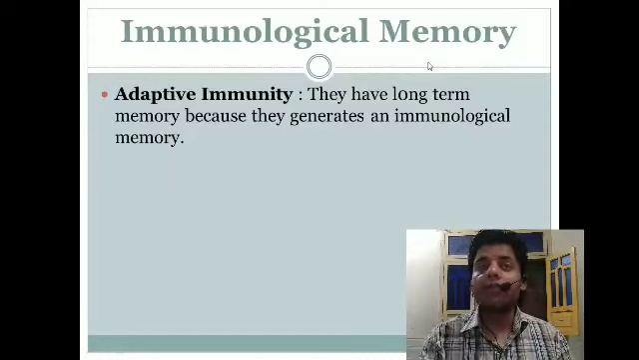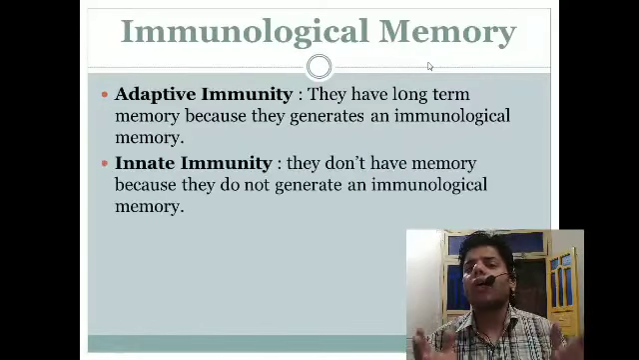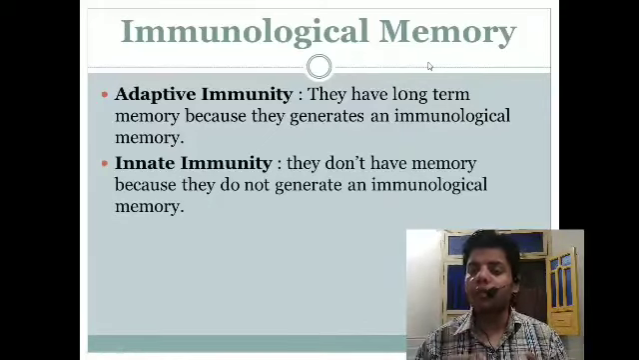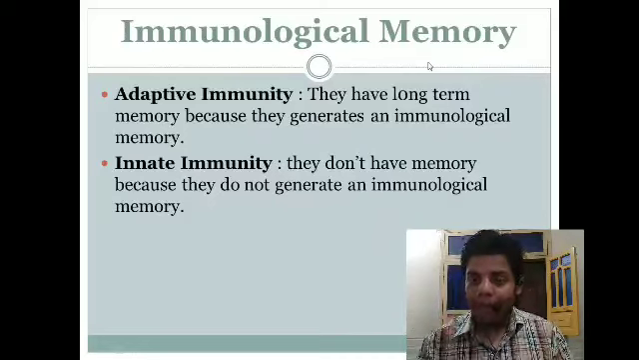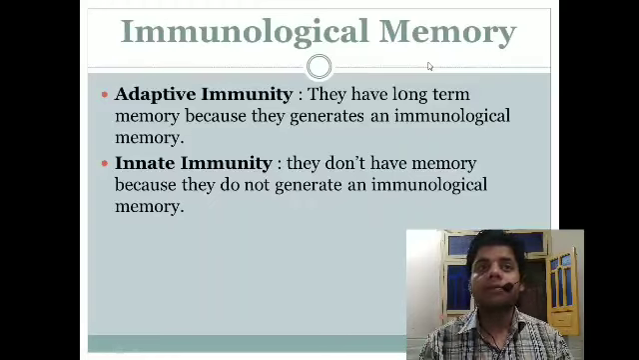On the other hand, the innate immunity doesn't have immunological memory. It doesn't store the memory of a pathogen which invaded us before. So it doesn't have memory. But the adaptive immunity has a specific memory.